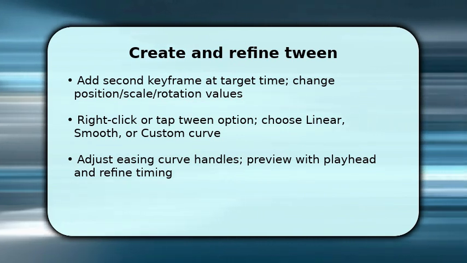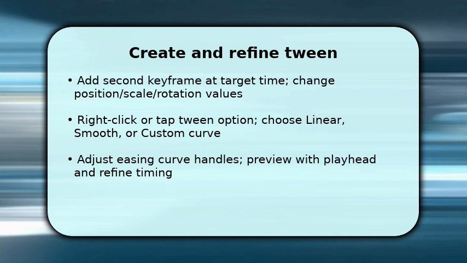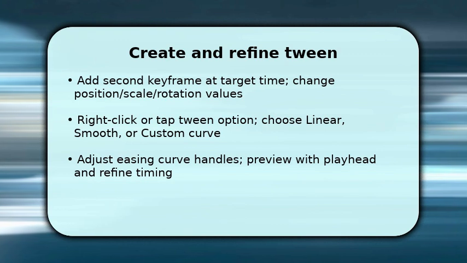Then adjust easing curve handles to shape motion. Pull handles outward for slower starts or toward keyframes for snappier moves. Once adjusted, play the segment to observe timing and make small timing nudges until the motion feels right.